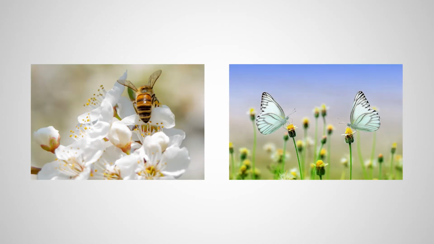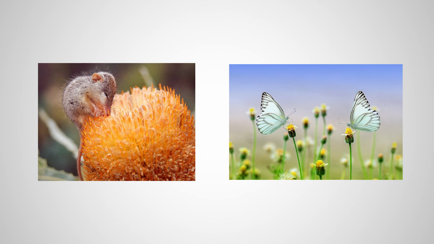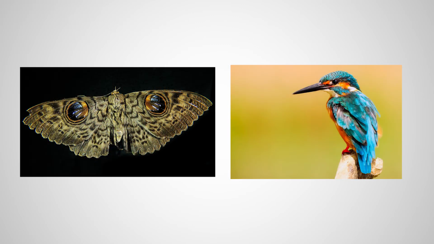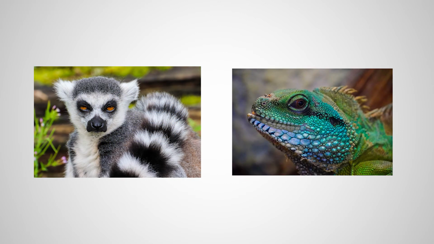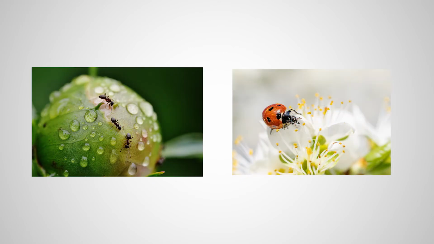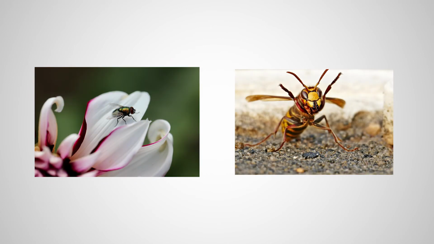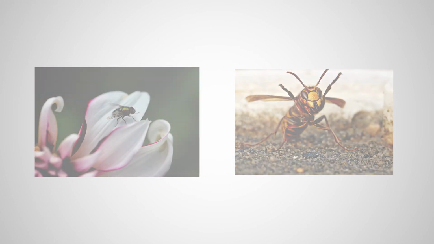If your class discussed some of these insects and animals as pollinators, give yourself a big pat on the back for each one you get correct. Here they are: bees, butterflies, honey possums, birds, moths, bats, lemurs, lizards, ants, beetles, flies, and wasps. Great job! Now it is challenge time.